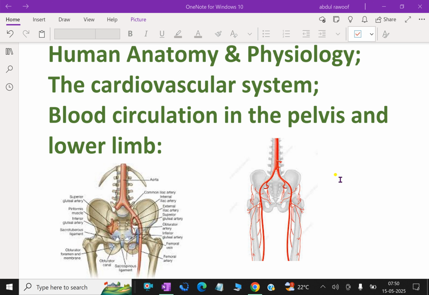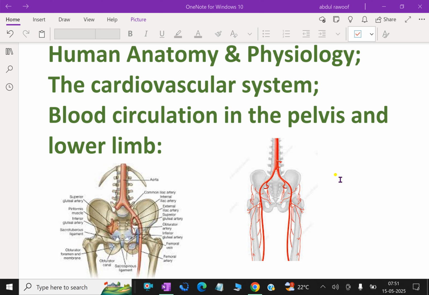The popliteal artery passes through the popliteal fossa behind the knee, where the popliteal pulse can be felt. It supplies the structures in this area, including the knee joint. At the lower border of the popliteal fossa, it divides into the anterior and posterior tibial arteries.